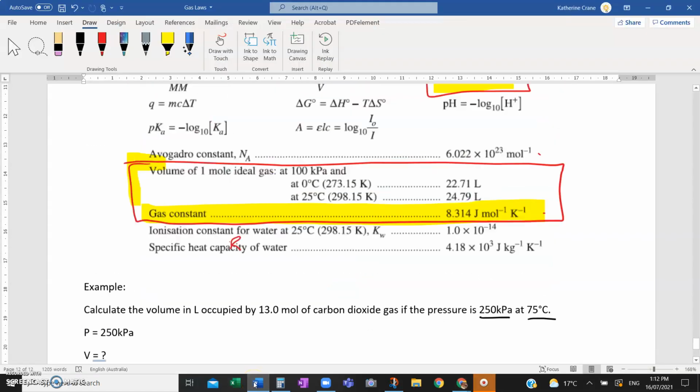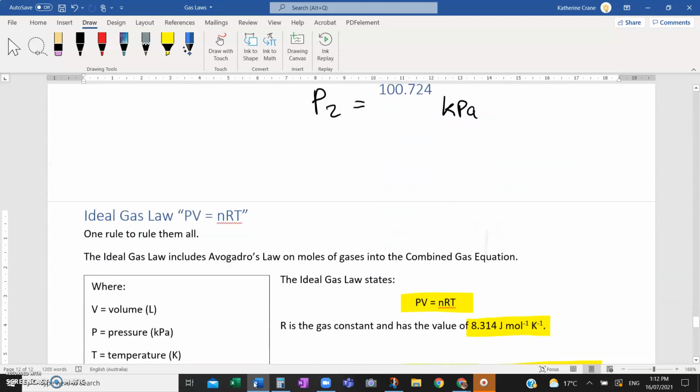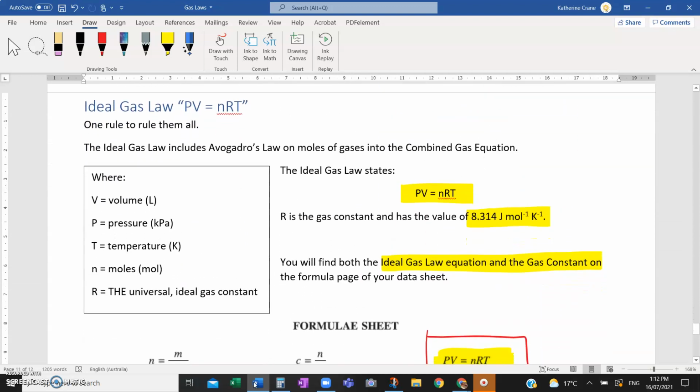All right, so our last gas law lesson. This one is about the ideal gas law. And this is the one rule to rule them all. This is the law that combines all the other laws we've learnt about. In particular, it includes Avogadro's law on the moles of gases into our combined gas equation.